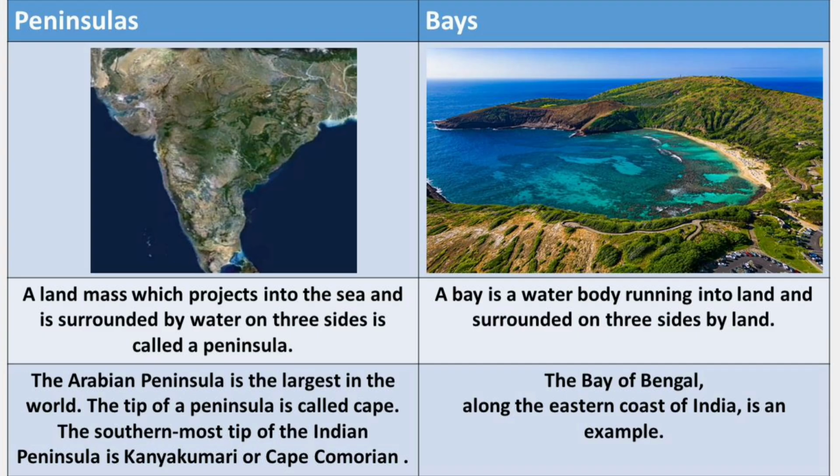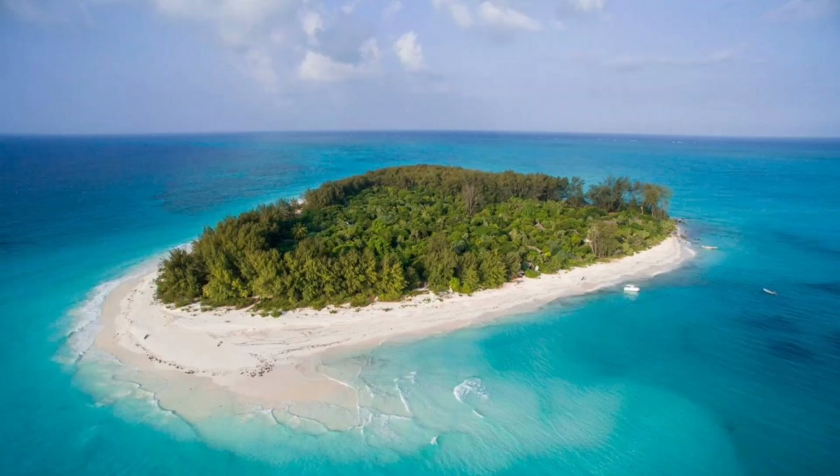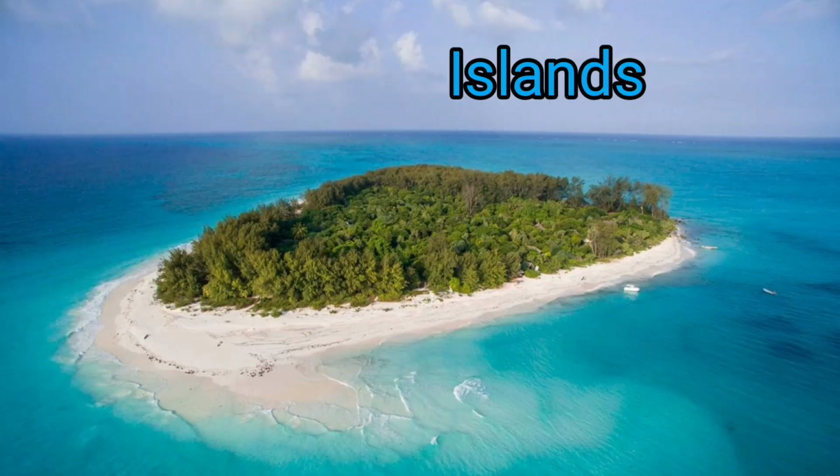The southernmost tip of the Indian peninsula is Kanyakumari or Cape Comorin. The Bay of Bengal along the eastern coast of India is an example. Islands.